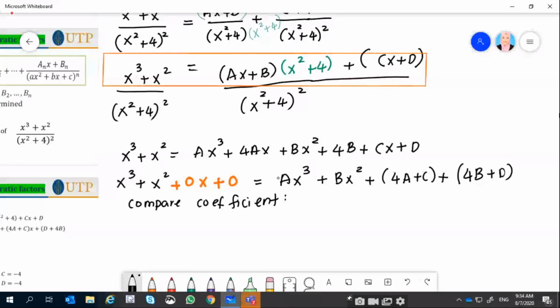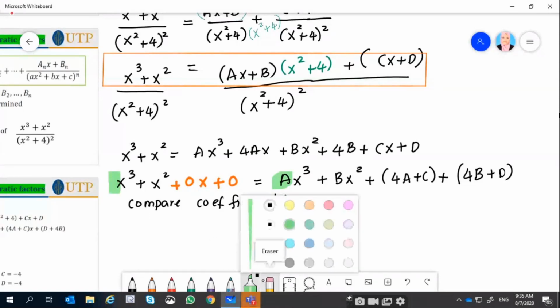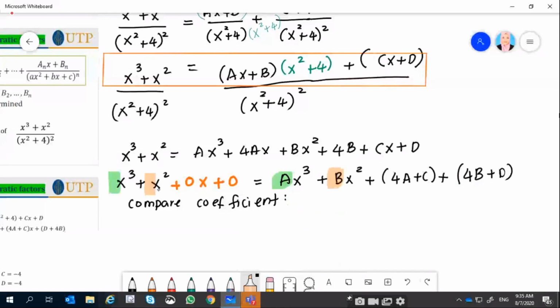Okay, so A equals 1. For B, similarly, B also equals 1. Then 4A plus C is 0, then 4B plus D is also 0. Okay, that's not too bad.